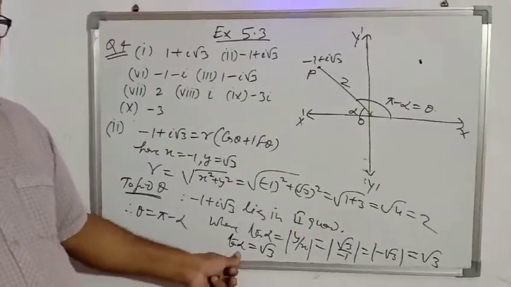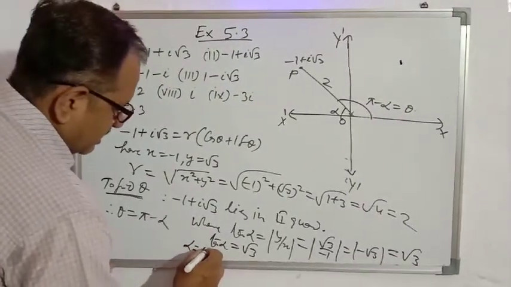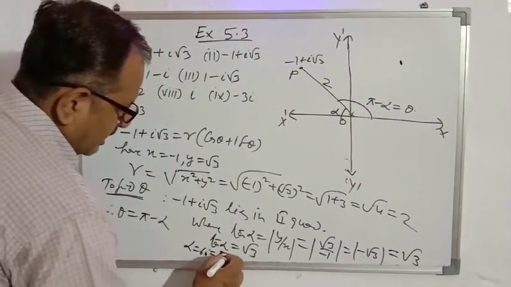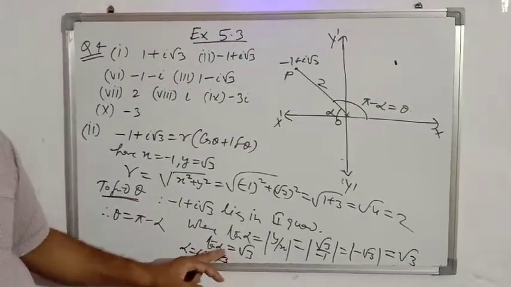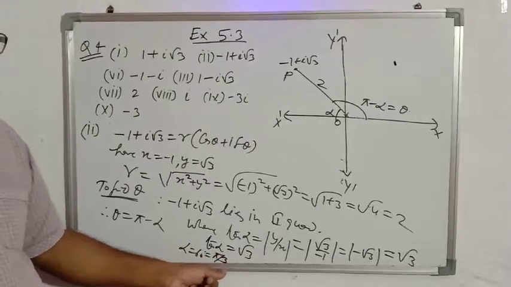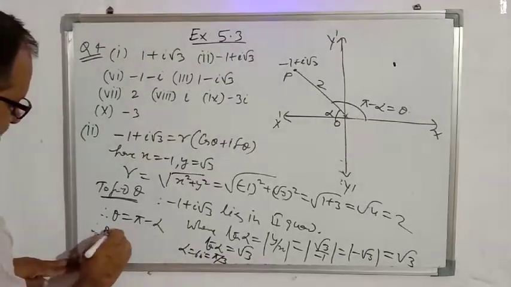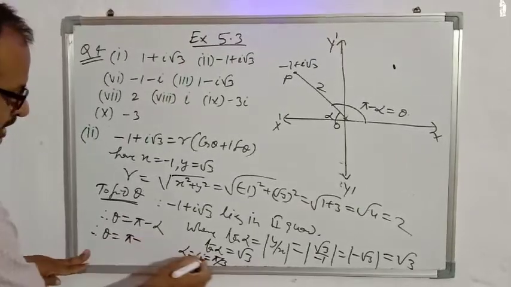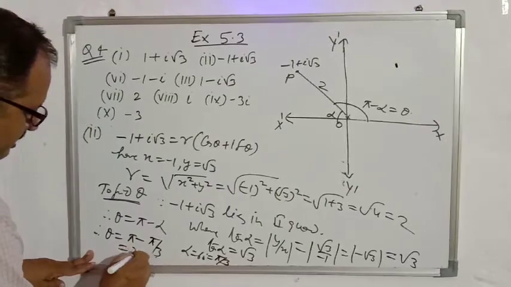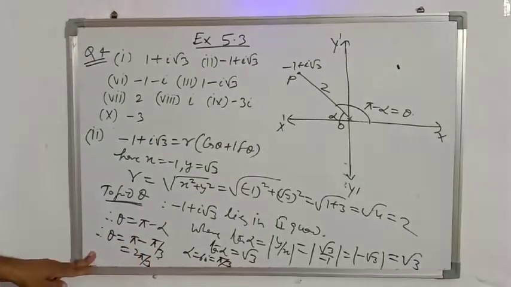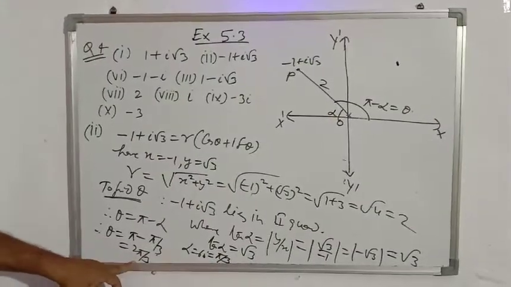So what will be alpha? Alpha will be 60 degree. 60 degree means again pi by 3. Tan alpha is root 3, so alpha will be 60 degree, pi by 3. So therefore theta will be pi minus alpha. Alpha is pi by 3. So 3 pi minus pi, 2 pi by 3. So r is equal to 2 and theta is equal to 2 pi by 3.